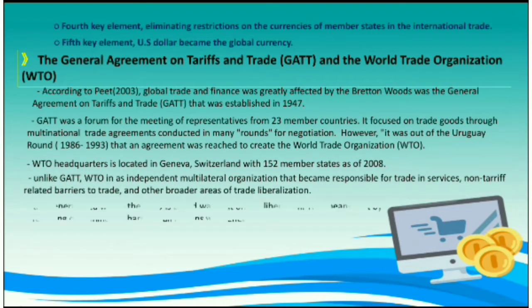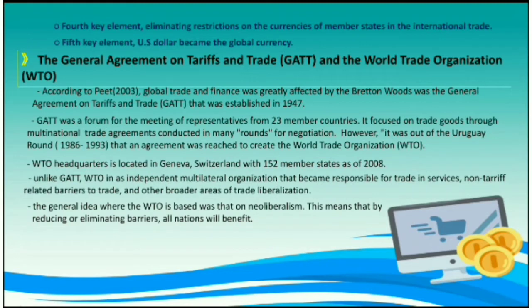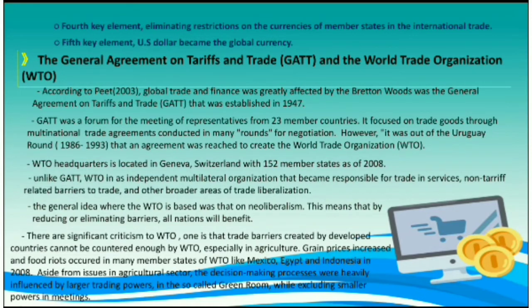The general idea on which the WTO is based was neoliberalism. This means that by reducing or eliminating barriers, all nations will benefit. There are significant criticisms of the WTO.